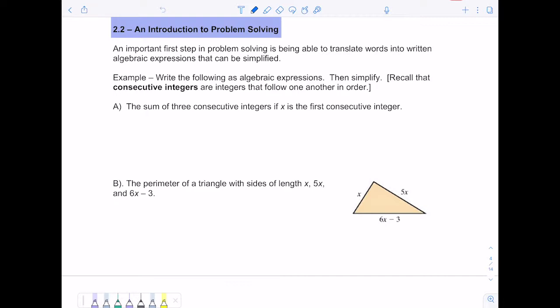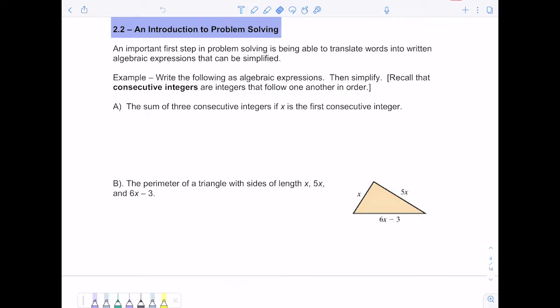One of the first very important steps in problem solving is being able to translate the words into algebraic expressions that you can either simplify or solve. So in this first example, we need to write the following as algebraic expressions and then simplify. Simplify means to combine like terms. We're not actually solving for a specific variable.